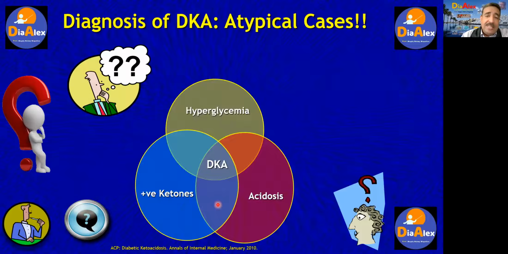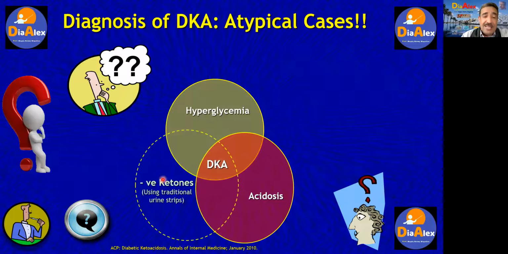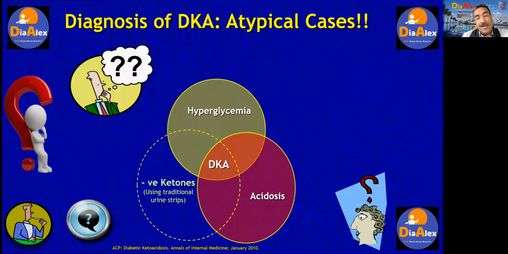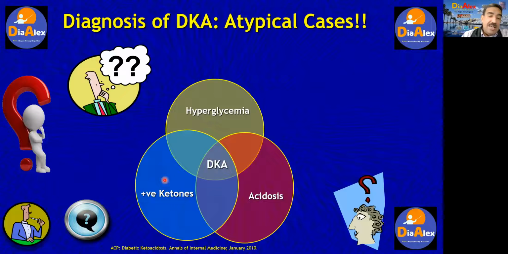So the question: can DKA patients present without evidence of ketone bodies? And the answer is yes. If you are using the urine strips and the urine strips give negative results for ketone bodies, this does not exclude that the patient has a high serum level of beta-hydroxybutyric acid, which is the main and the earliest released ketone body in DKA. So DKA can present without hyperglycemia, and can present without urinary ketone bodies.